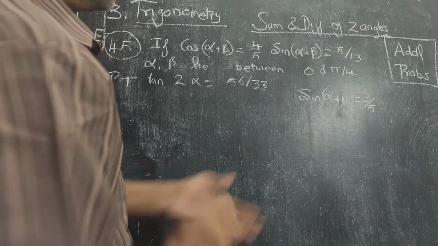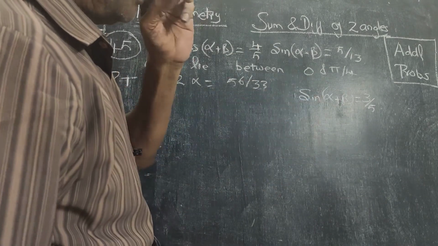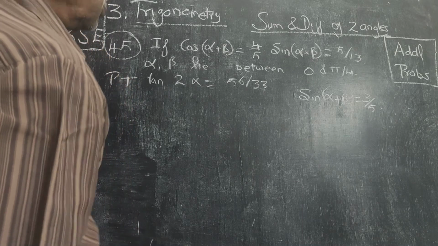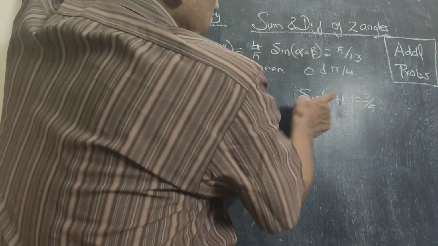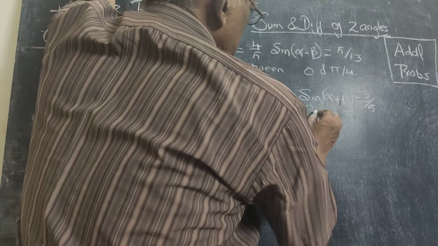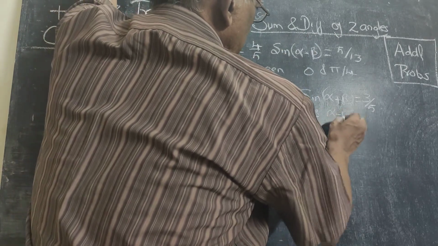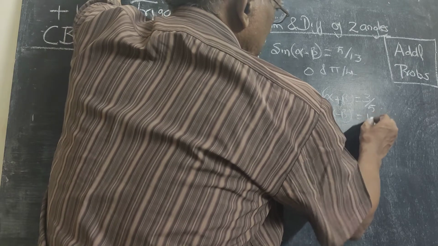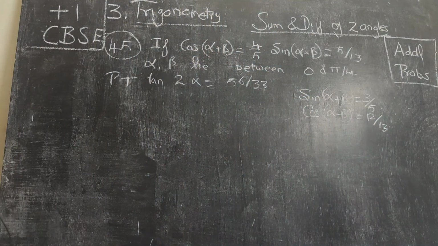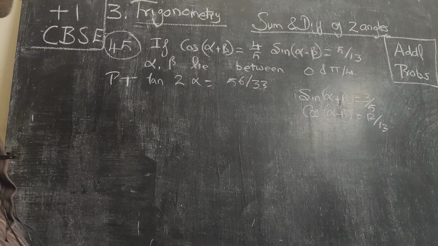The angle lies between 0 and pi by 4. Therefore, even if you are adding alpha plus beta, it will be within 90 degrees, first quadrant. Therefore, it is positive. So, from cos(alpha plus beta), you can write sin(alpha plus beta). From sin(alpha minus beta), you can find cos(alpha minus beta). Same way, that must be 12 by 13. 5 by 13, 5, 12, 13, Pythagorean triad, you know.